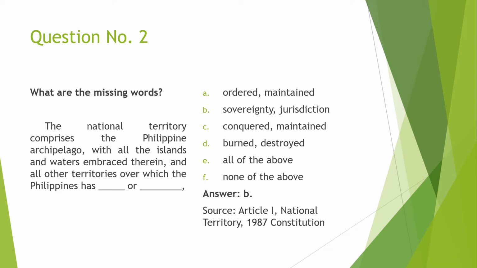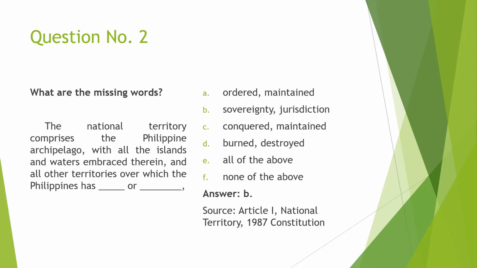Question number 2. What are the missing words? The national territory comprises the Philippine archipelago with all the islands and waters embraced therein, and all other territories over which the Philippines has blank or blank. The choices are letter A, ordered, maintained. Letter B, sovereignty, jurisdiction. Letter C, conquered, maintained. Letter D, burned, destroyed. Letter E, all of the above. Or letter F, none of the above.